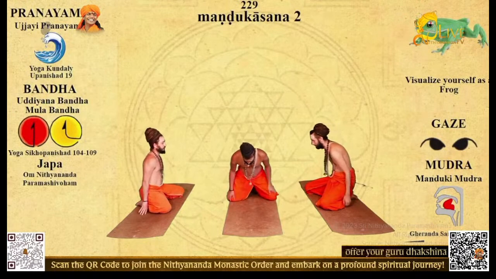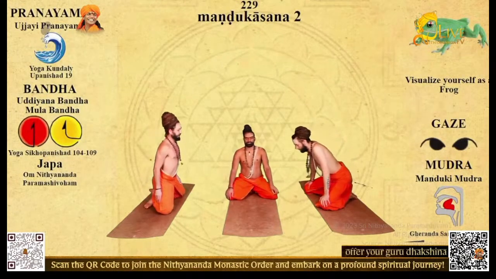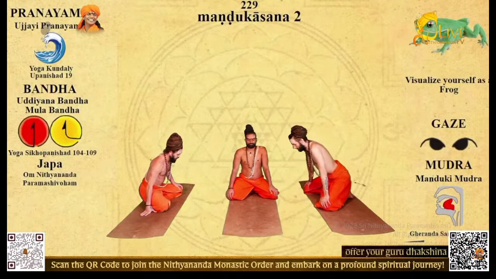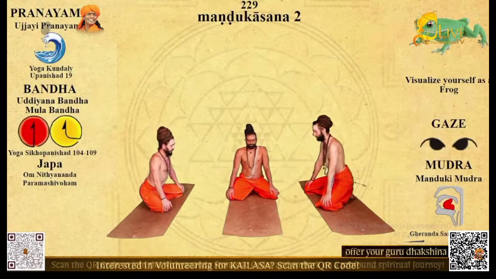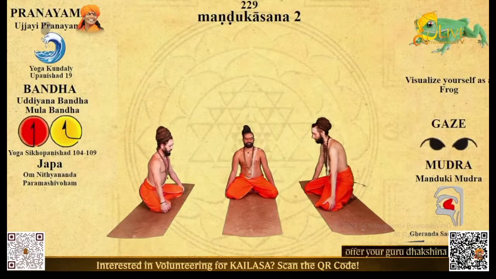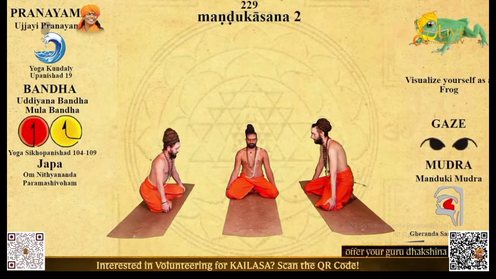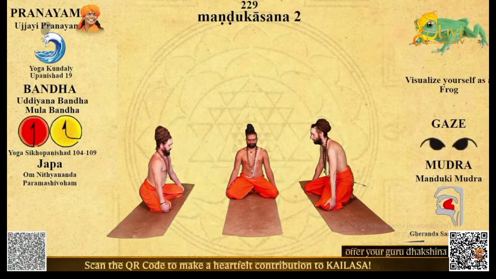Next up is Mandukasana 2. Sit with your knees wide, the feet overlapping on top of your ankles. Keep your hands under the knees, gaze to your nose, and press your tongue up against the palate of your mouth, catching the nectar of immortality with your frog tongue as you visualize yourself as a frog performing Manduki Mudra. Perform Uddiyana Bandha and Mula Bandha in Mandukasana 2.